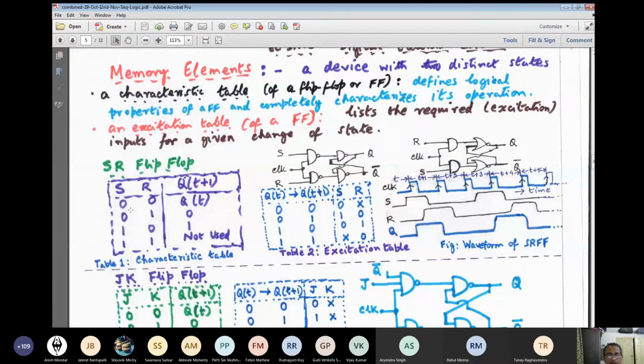Clear? Now look at the third active edge. Here, what happens?